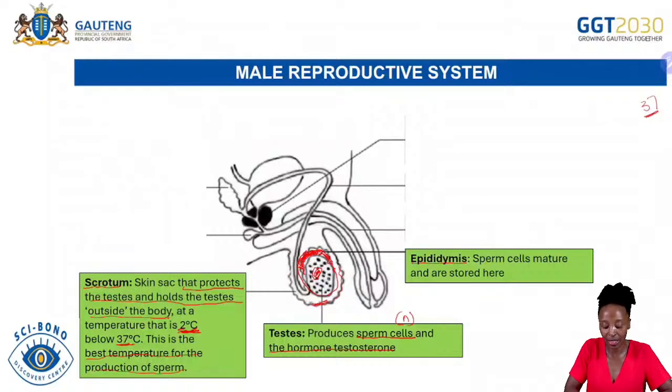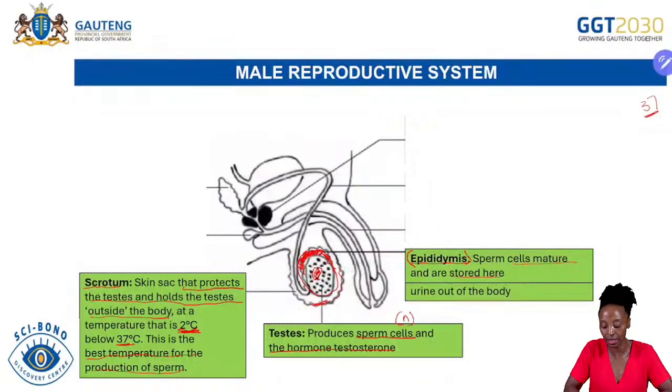So once the sperm cells are formed in the testes, they are then temporarily stored here. This is where they mature. So they are formed, then they move out, they rest there, and they mature in this place. So it stores them temporarily, and that is where they will mature. So this part is called the epididymis.